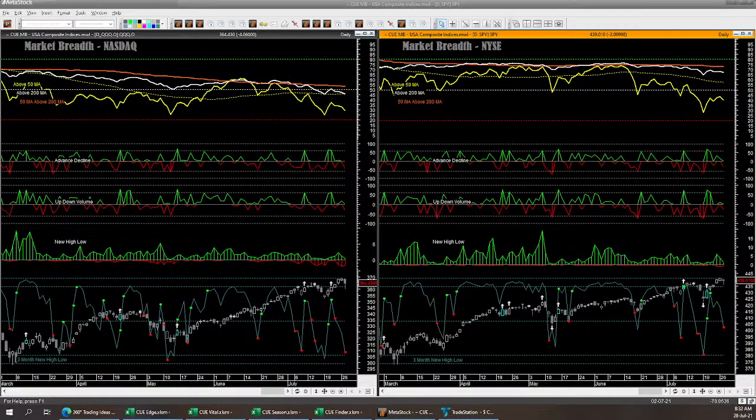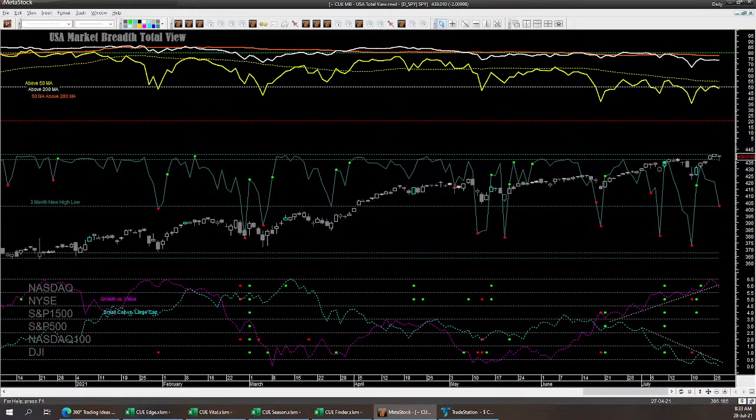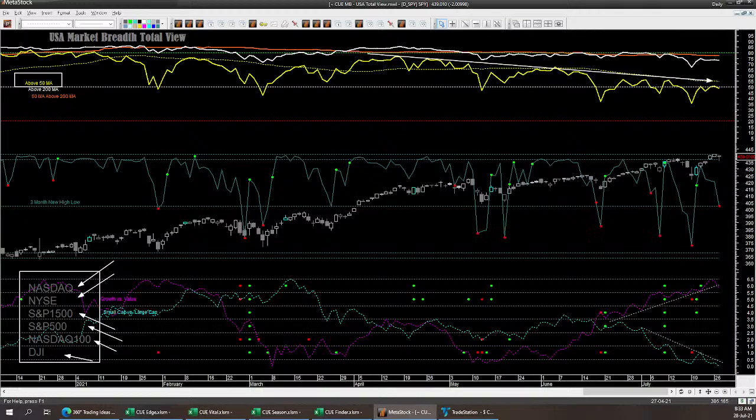Let's look at now the very useful market breadth total view. A single chart can convey so much information. This is calculated from the data of the two composites we saw, Nasdaq and NYSE, and then four major indices, S&P 1500, 500, Nasdaq 100, Dow Jones Industrials. Here also the above 50 MA calculation is gradually coming down. Below the average line, below 50% level. So from this angle, the market as a whole under the hood is bearish.